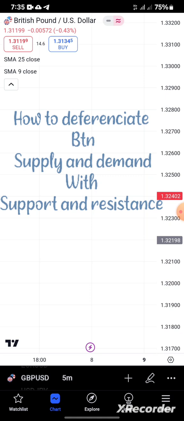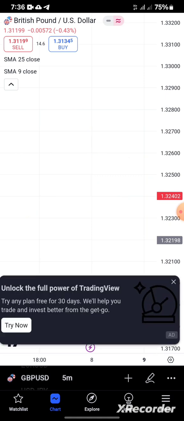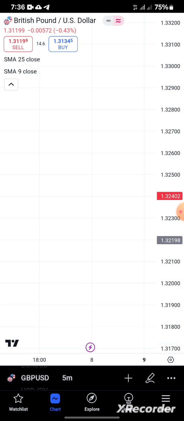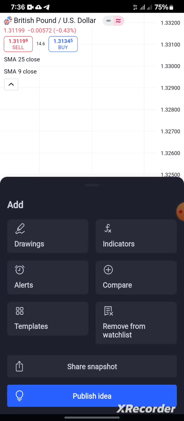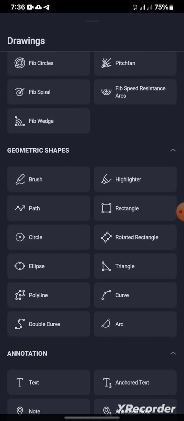I'm going to show you guys the difference between support and resistance and supply and demand. Most people don't differentiate those two factors. Supply and resistance is very far different from supply and demand. So support and resistance is basically this. Let me show you guys.